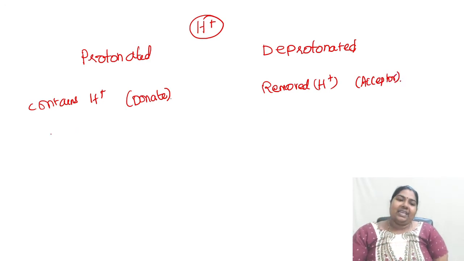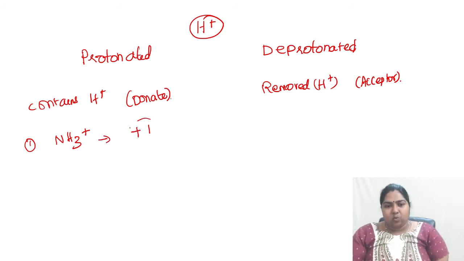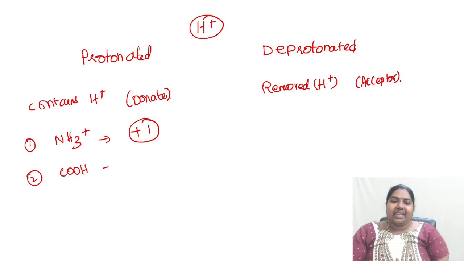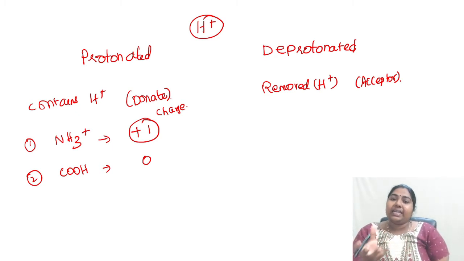Got it? The points that we saw here: NH3 plus contains this H plus, so it is going to be donating, and the charge is plus 1. The second one is COOH, and its net charge is 0. Next, whenever there is the deprotonated form, it means the H is already removed. So if you remove the H, it becomes NH2. Is there any charge?